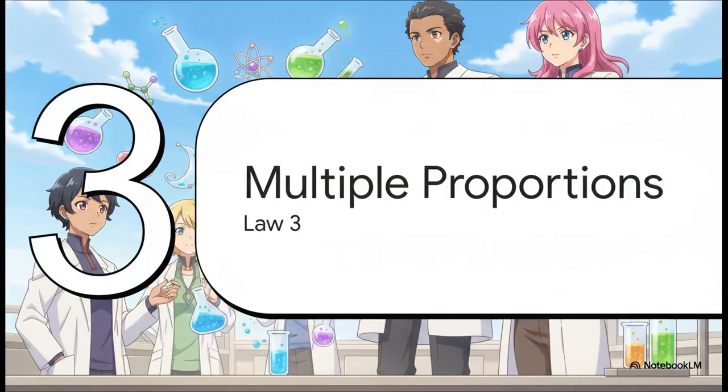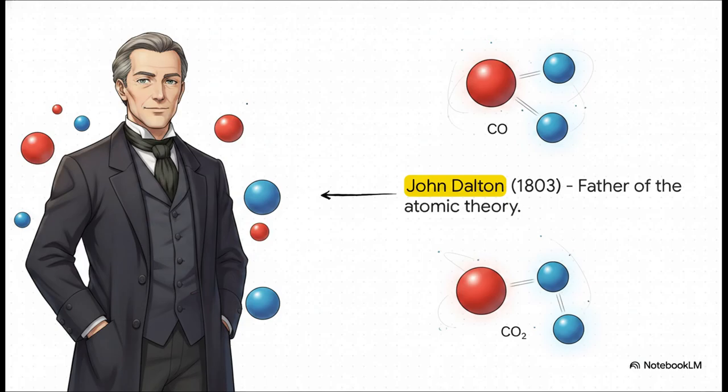That brings us to our third law, multiple proportions. This particular law was proposed back in 1803 by John Dalton, who you probably recognize as the legendary father of the atomic theory. Dalton had this realization that elements don't just combine in one single way. Sometimes the exact same two elements can combine in totally different ratios to form completely different compounds.